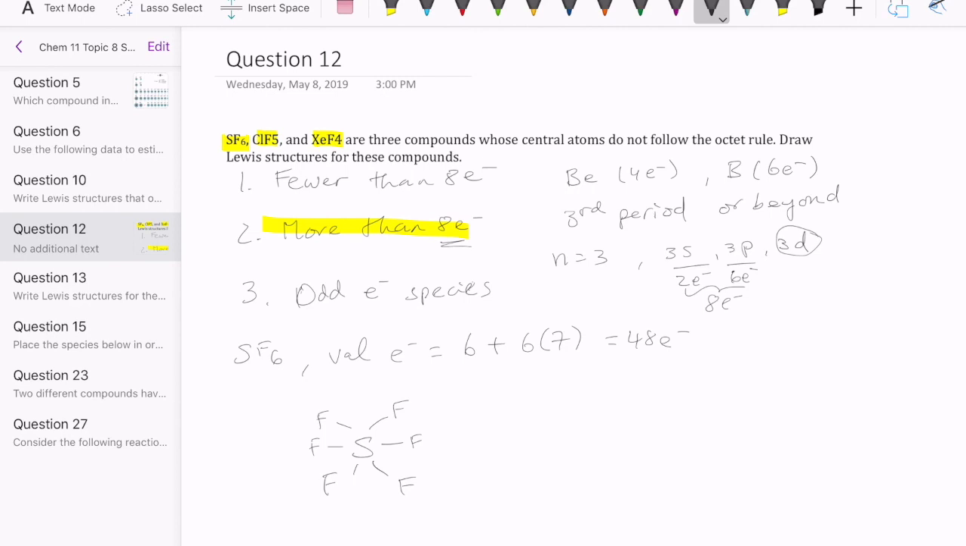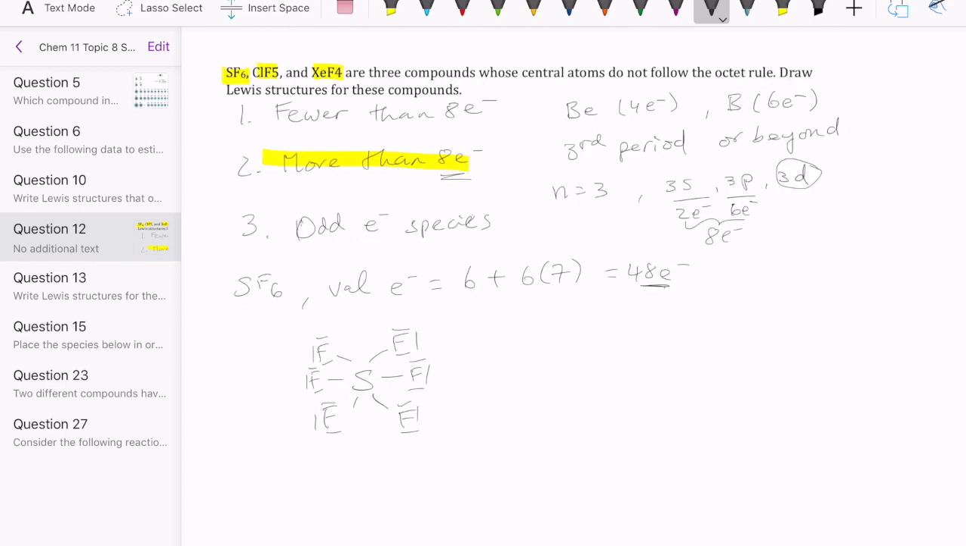The remaining step is to figure out if we can place all 48 electrons in this structure. Each fluorine requires 8 electrons, because fluorine is on the second period, so it cannot violate the octet rule. So I'm going to do 8 for all the fluorines, which just means 3 more pairs of electrons on each. If you calculate how many electrons we have now, there are 4 pairs per fluorine, and 6 times 4 is 24 pairs, which means 48 electrons.